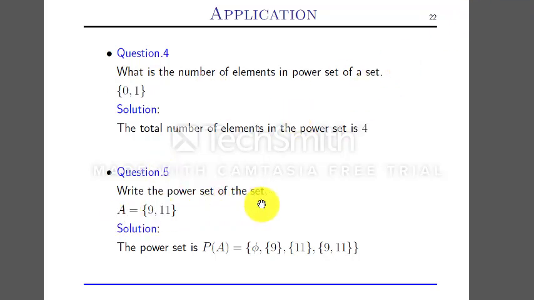Question number 5, write the power set of the set. This is the set A = {9, 11}. We have to write the power set of this set. First of all, we write the empty set, then {9}, then {11}, then {9, 11}. The empty set and {9, 11} are improper subsets of this set, while {9} and {11} are proper subsets of this set. And this power set of A contains all possible subsets of this set. Power set is the set of all possible subsets.